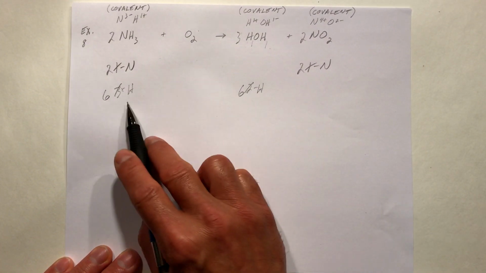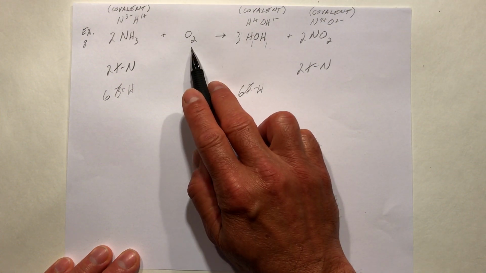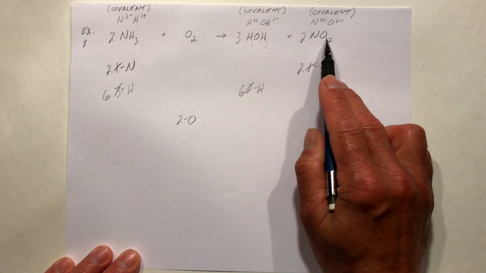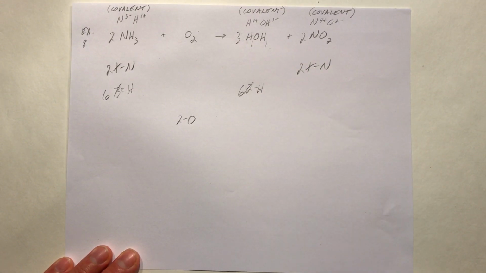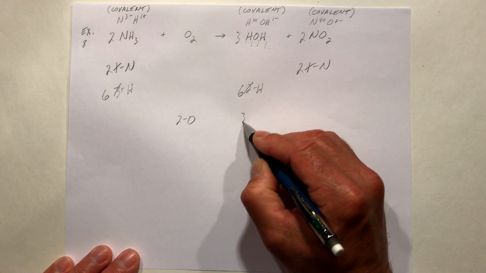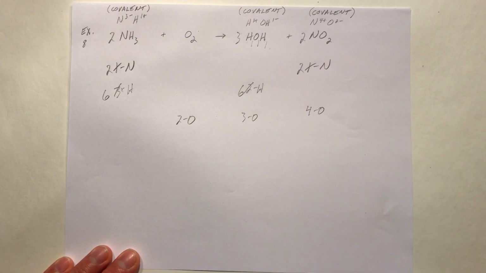So 2 N's, 2 N's, 6 H's, 6 H's. We have 2 O's on the left. Anytime we have elements like oxygen spread out, I'm going to do bookkeeping in a problem like that. And we have 3 times 1, that's 3 O's here, and 2 times 2, that's 4 O's there. That's 7 O's altogether. Now we've run into this problem before.